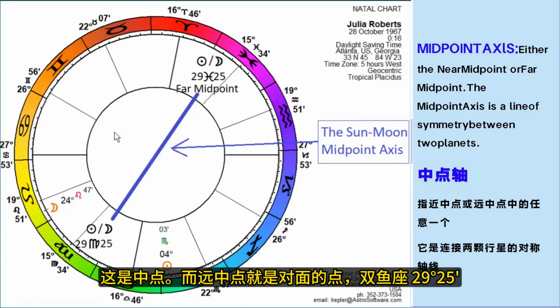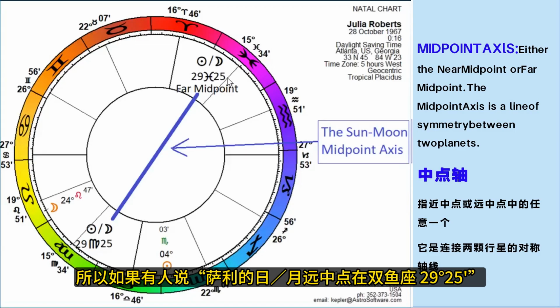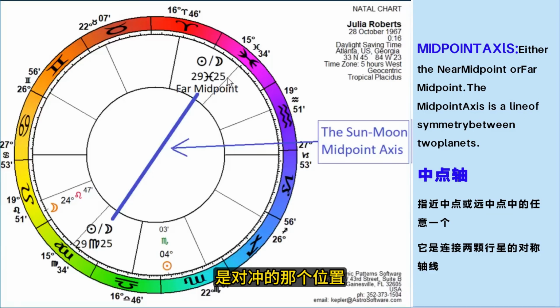The far midpoint means the opposite point, 29 Pisces 25. So if someone says, Sally's sun-moon far midpoint is 29 Pisces 25, that's what that means. It's the opposite point. And notice that the far midpoint is also a midpoint. It's also halfway in between the sun and moon.